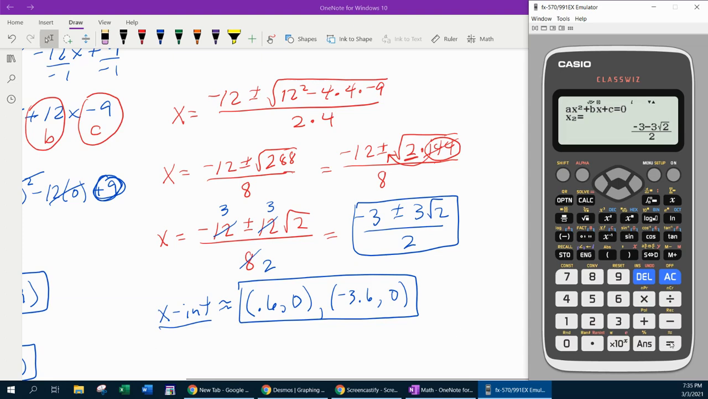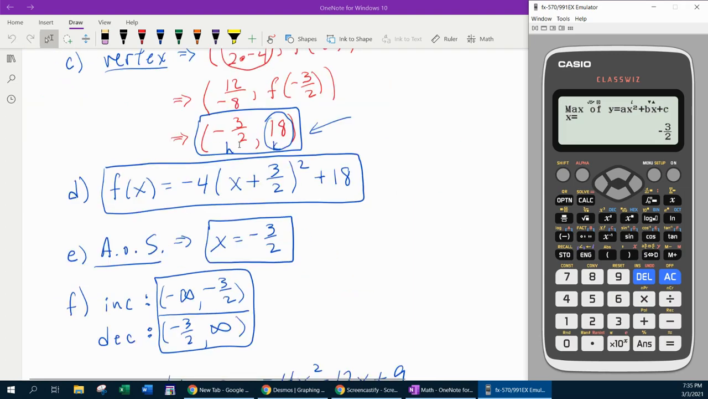If I hit equal again, it's going to tell me maximum of, and here, look, it says x equal negative 3 halves. Guess what that is? That's the vertex. Look at that. That's the x coordinate of the vertex. If I hit equals again, look at that, y coordinate of the vertex. So the Casio ClassWiz not only is going to verify your x-intercepts, but it will also verify your vertex. And that's all that the ClassWiz does, but that's a lot, in my opinion. It does a lot to check there.